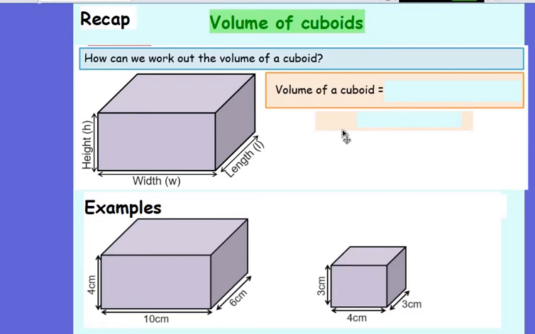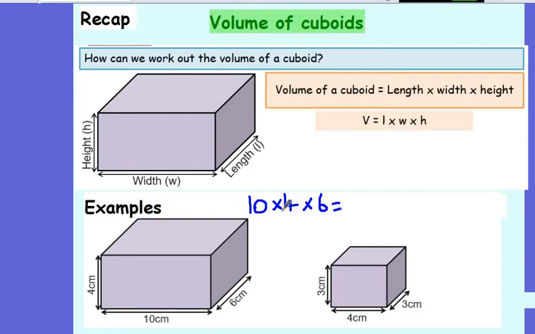So, can Jonas remind me, what's the formula for the volume of a cuboid? Length times width times height, exactly, or V equals L times W times H. For example, here I've got a cuboid that's 10 times 6 times 4. So to work out the volume, I do 10 times 4 times 6, which gives me 40 times 6, which will give me 240 centimetres cubed.